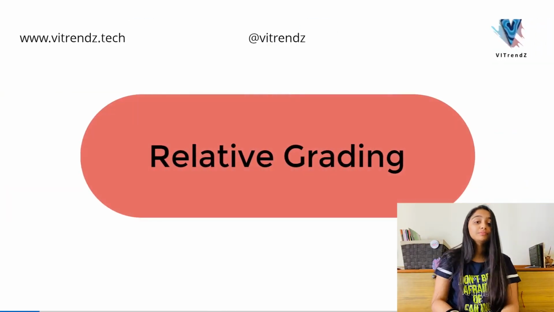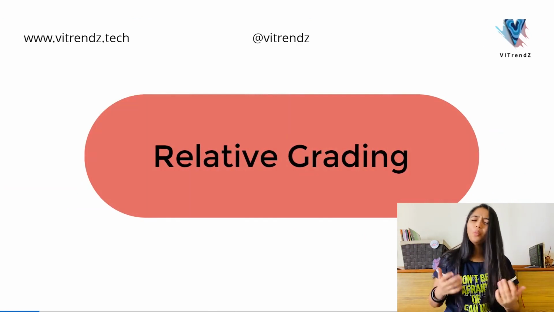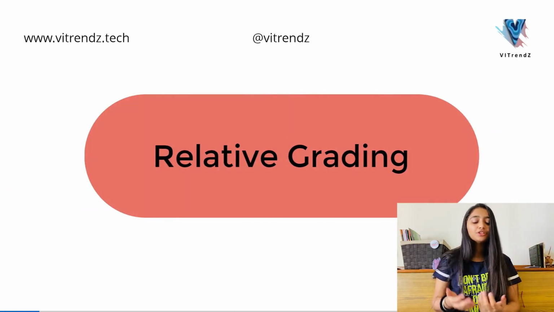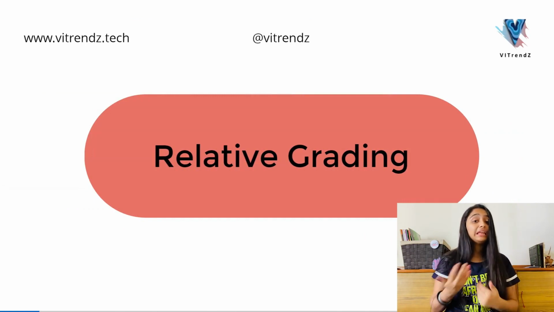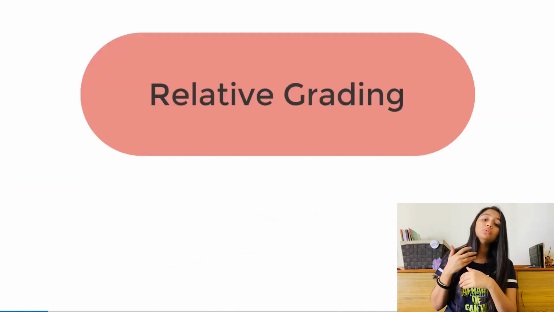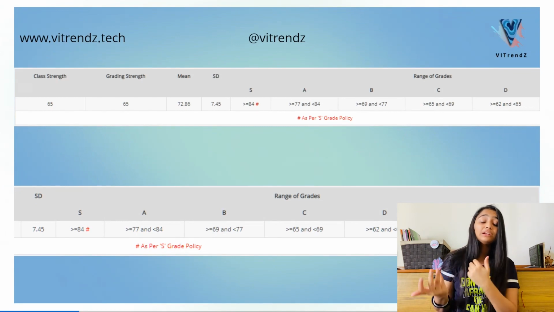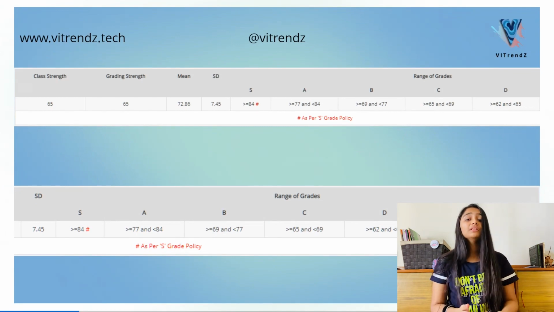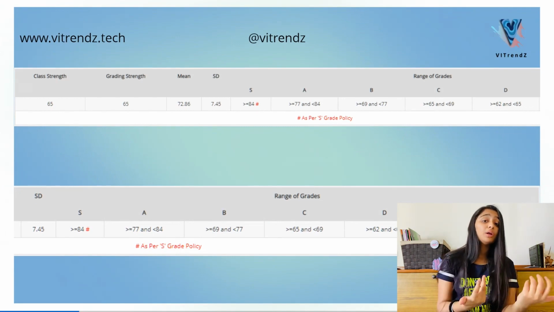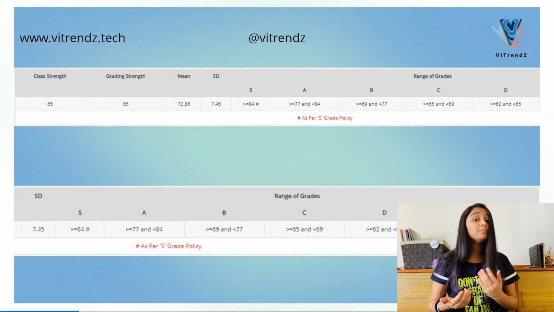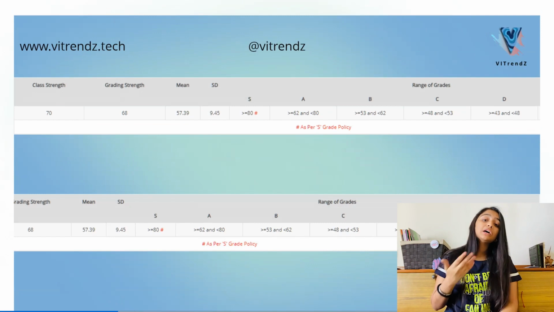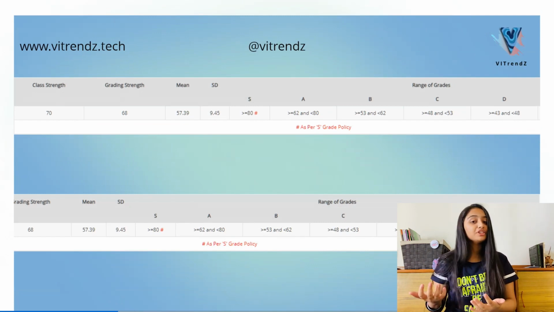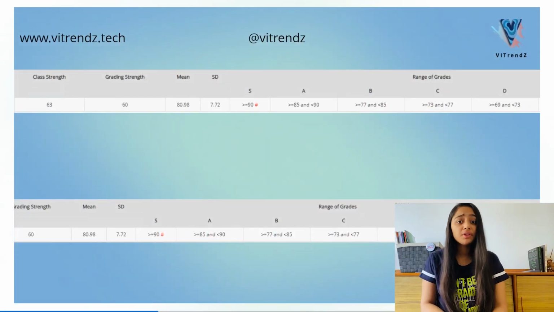The first question, the $1,000,000 question. What is relative grading? In this grading system, your class average is taken out and grades are handed out according to where you stand based on that class average. So, let's say that your classmates have scored lower marks than you have. Then you have a better chance of getting a better grade because your marks are better when compared to the average.